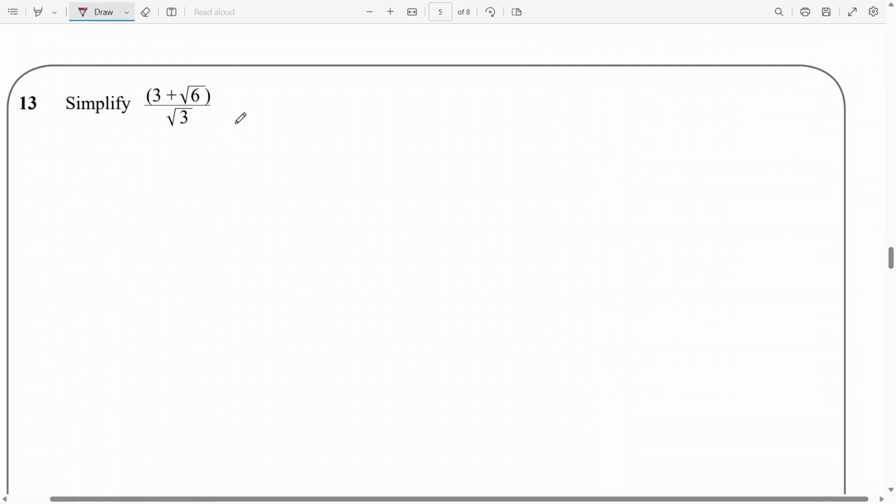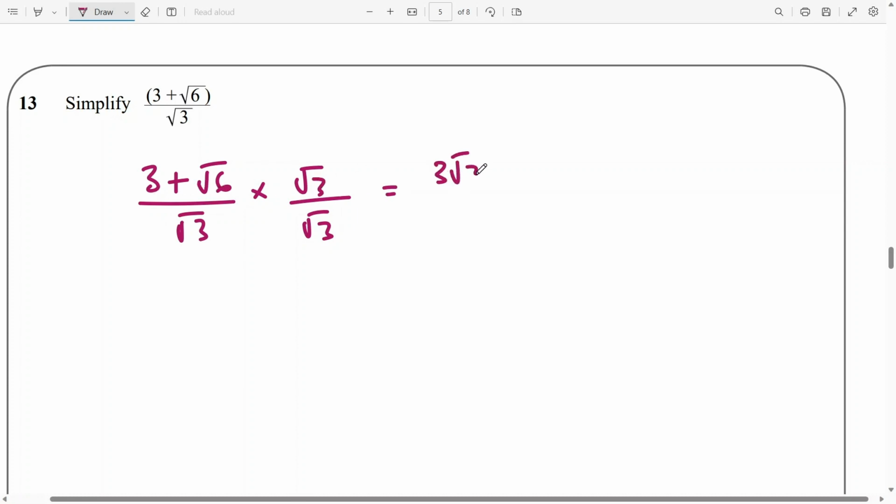Then this one, the same thing. We're going to multiply the top and bottom by what we have on the bottom. But first, we have to write it out like this. So multiply the top by root 3 and down by root 3. And then we can expand the top and then the bottom. This is going to be 3 times this, which is 3 root 3, and this is going to be a plus root 18. And the bottom is definitely going to be 3.